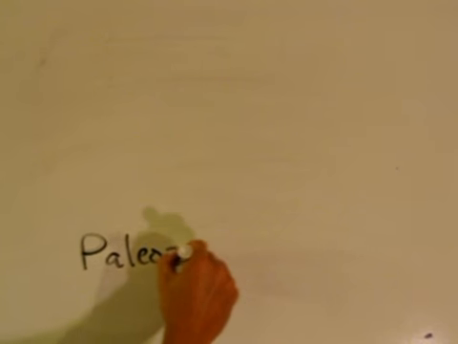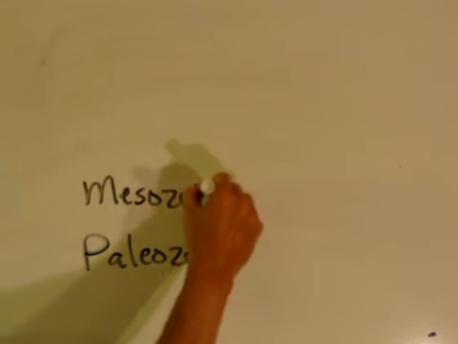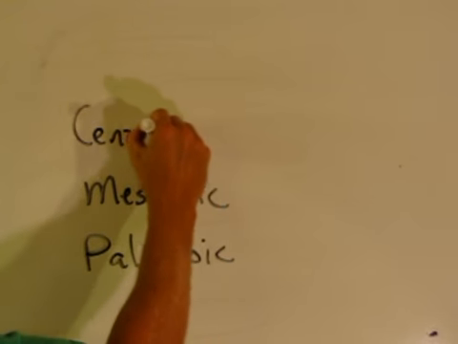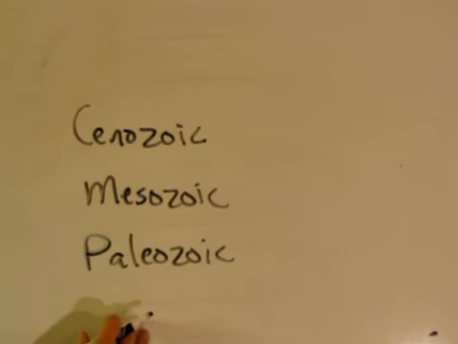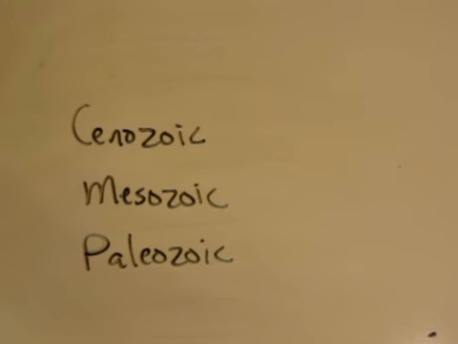They look at three eras or time periods. They have what's called the Paleozoic, Mesozoic, Cenozoic eras. Alright, and you can break each of these down into smaller sections called periods.